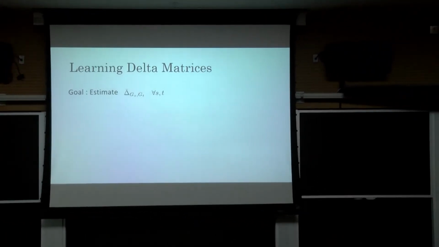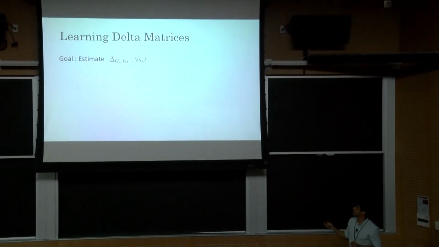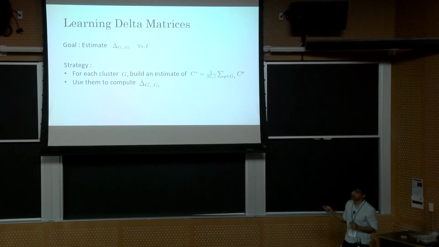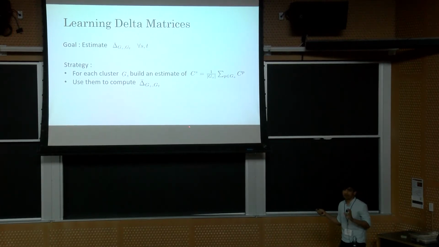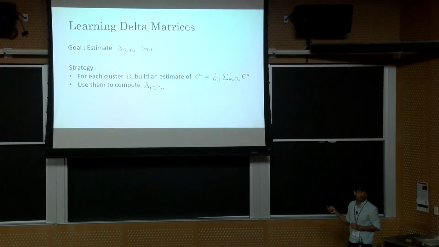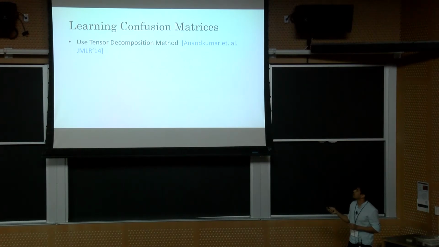Okay, so now in order to estimate the pairwise delta matrices, our goal is to estimate the confusion matrices from each cluster. By confusion matrix from each cluster, I mean I just compute the average confusion matrix from each cluster, and once we have computed the average confusion matrix, we can use those confusion matrices to form the estimate. Okay, so the basic idea we'll use is the tensor decomposition method.